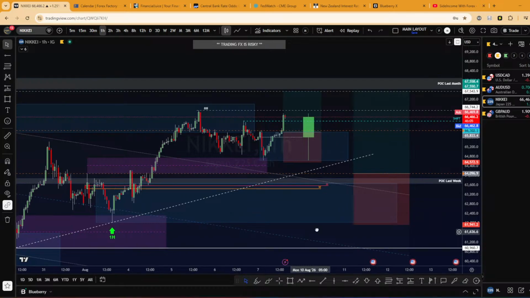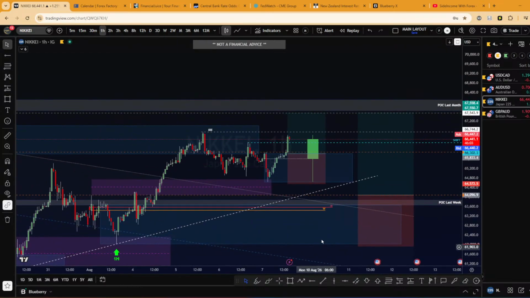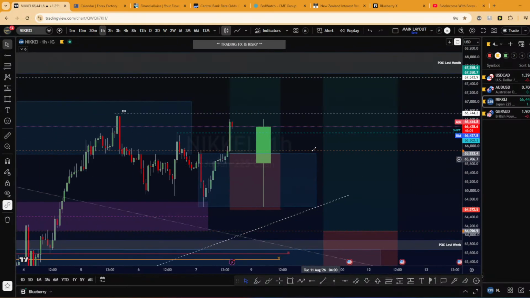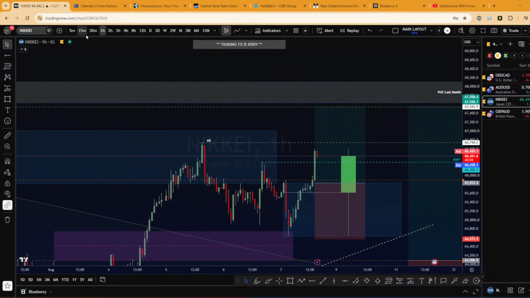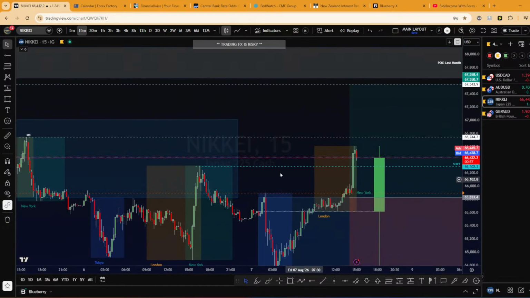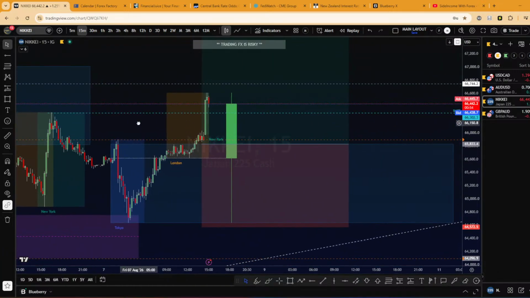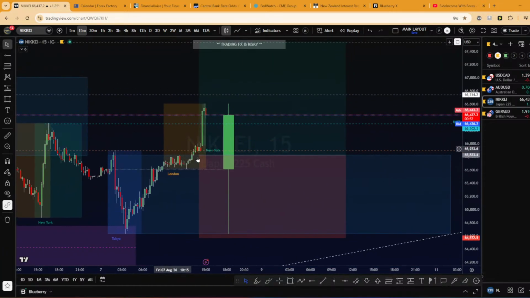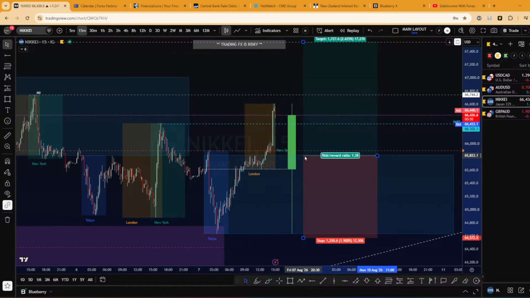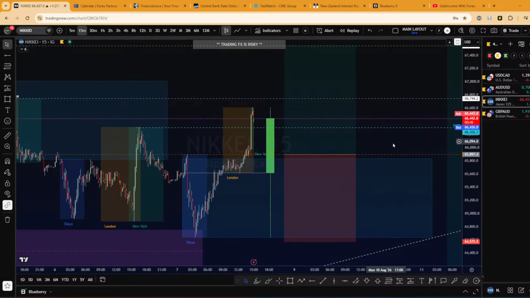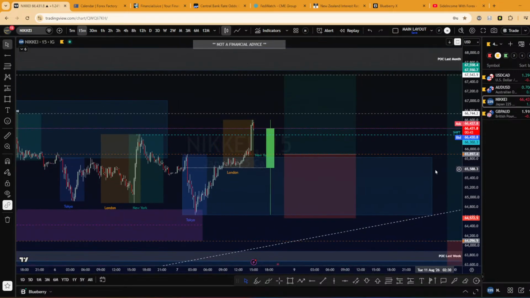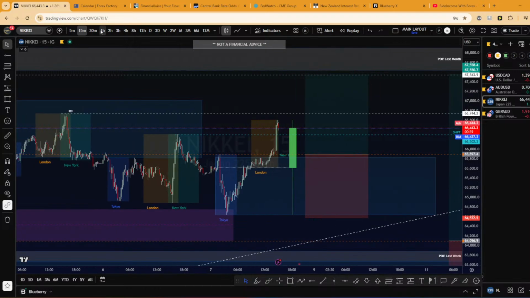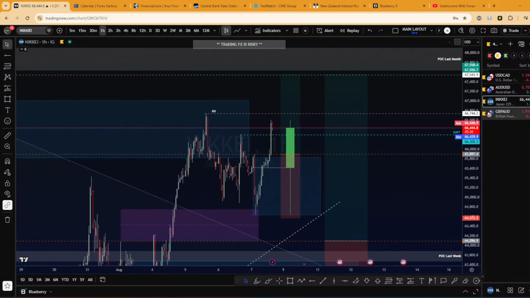Pretty good setup on Nikkei. We are bullish, as I explained earlier. On 50 minutes, yes. This could be very interesting on Nikkei. If I put my alert just a little bit above the order block, could be very interesting. Okay, Nikkei, I still leave it on my watch list.